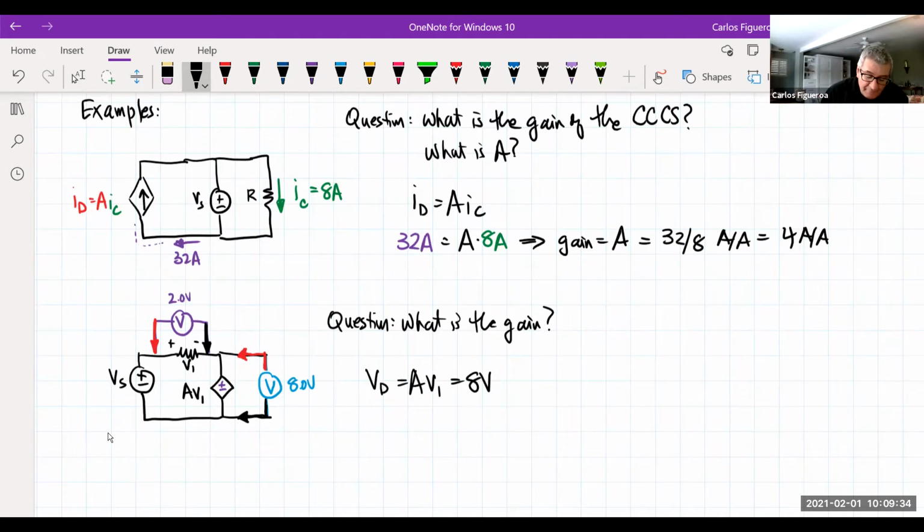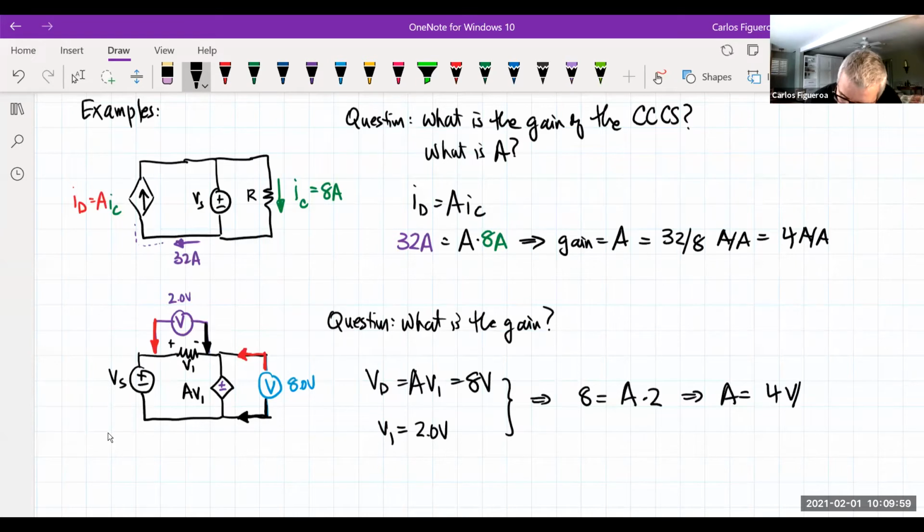When I measure the voltage across the V1 resistor, we can see that V1, according to the voltmeter, is 2 volts. So this tells us that 8 must be A times 2, which means the gain in this case will be 4 volts per volt. And so again, I'm taking the voltage somewhere else in the circuit to actually measure this thing.